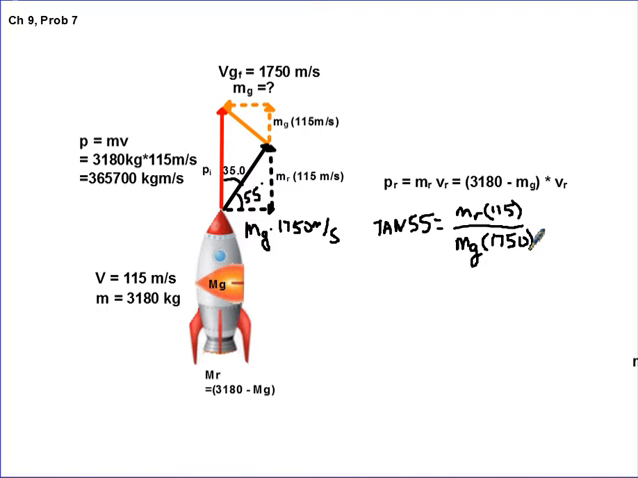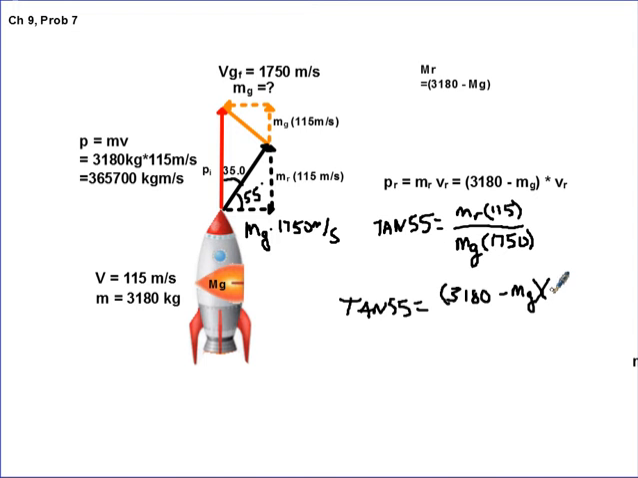In order to solve this, I have two variables here. I'm going to replace the mass of the rocket with 3180 minus m sub g, and that will eliminate m sub r from that equation. Then it's just a fair amount of algebra to get to the mass of the gas. It would look something like this: 3180 minus the mass of the gas, multiplied by 115, and then I divide that whole thing by the mass of the gas times 1750.